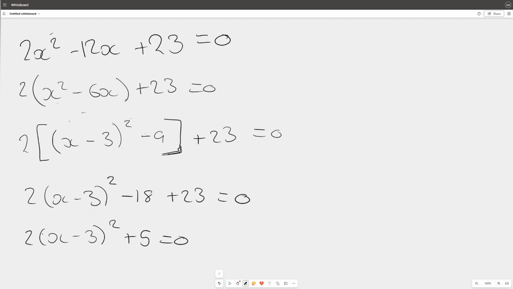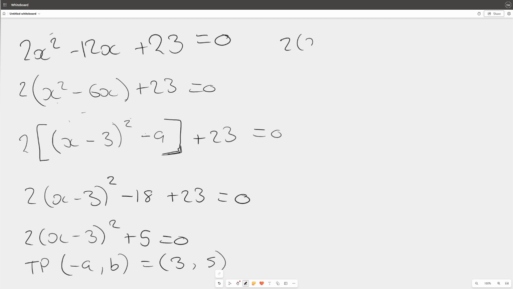Now, the 2 here is different from the previous examples that we've seen, but it does not change our turning point. So even though there is a 2 here, the turning point will still be at minus a, b, where a is equal to minus 3 and b is equal to 5. So this is at 3, 5 will be the turning point for this quadratic. Okay, so let's solve it.